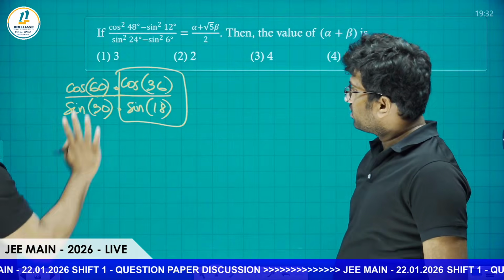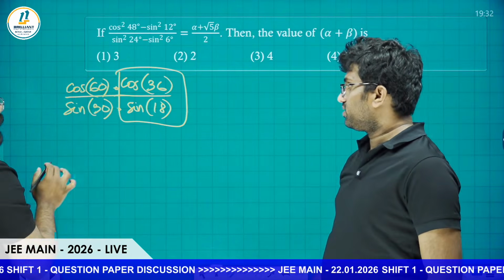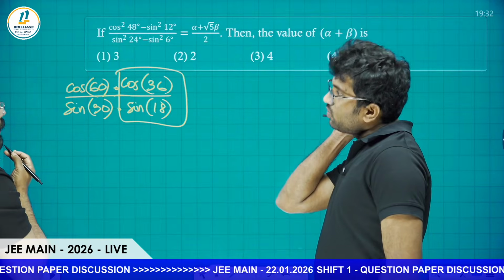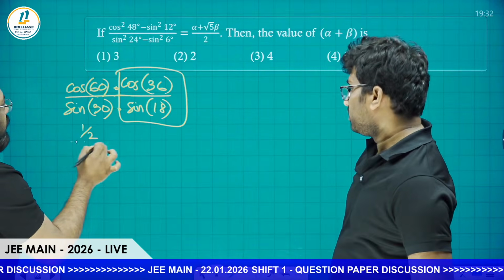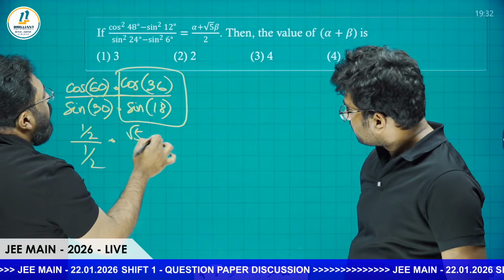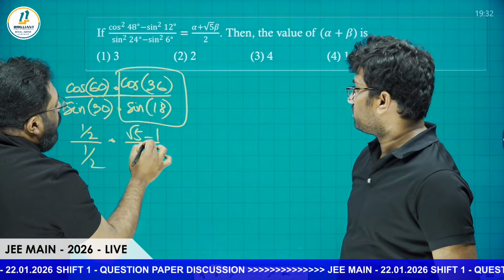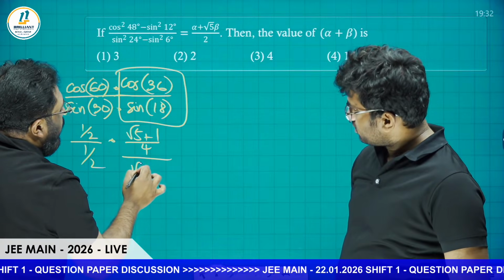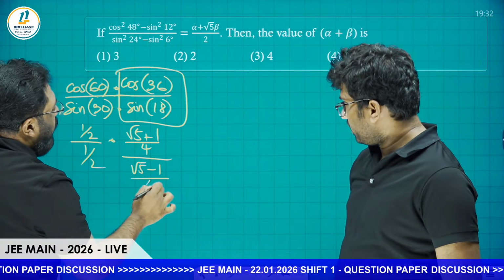You will get it. If you remember these two values, it is over. Complementary: cos 60 is what? 1 by 2. And sin 30 is also 1 by 2. That is gone. So this is going to be (root 5 minus 1) by 4 plus 1 by 4, divided by (root 5 minus 1) by 4.